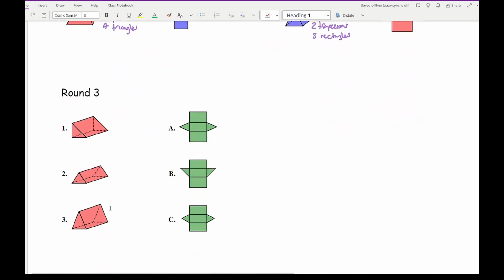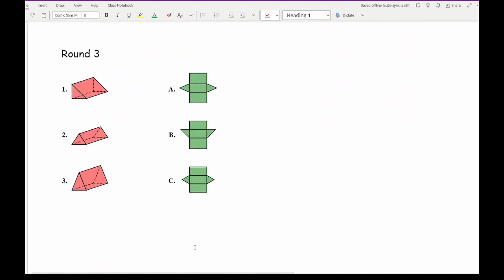And then if we have a look at round 3, so again, if you want to pause the video and have a go, match up the 3D shape with its net, and then unpause once you've completed it, and we'll go through the answers.